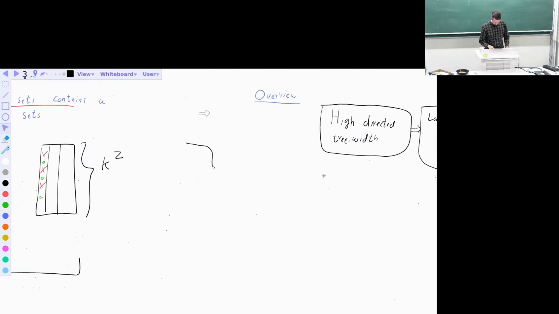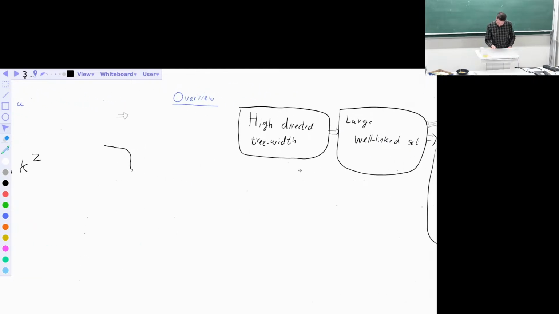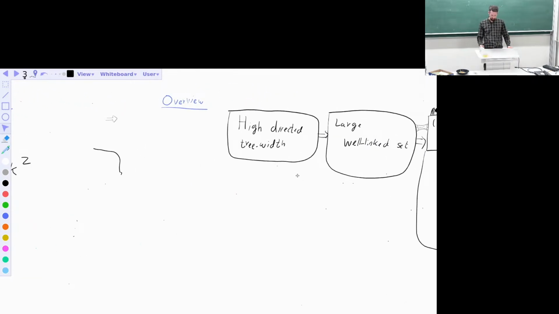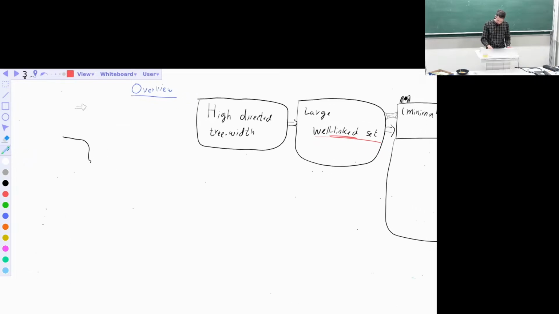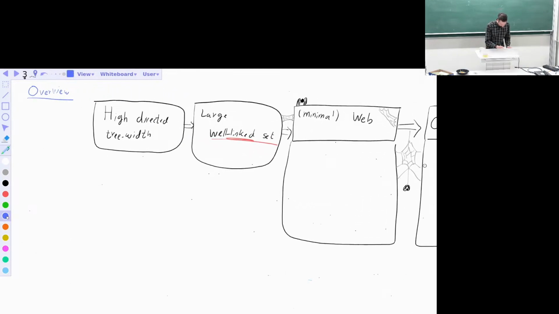So I'd like to give you now a rough overview of how the proof flows. We're going to start, of course, with high directed tree width, and it was already known that if you have high directed tree width, you can get a very large wall-linked set. So basically, our proof works with these very large wall-linked sets. The next step is to get what is called a web. So what is a web?